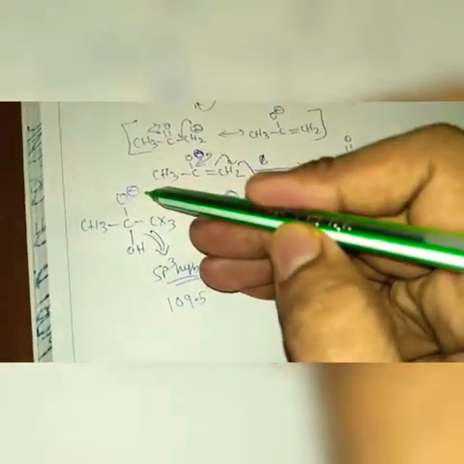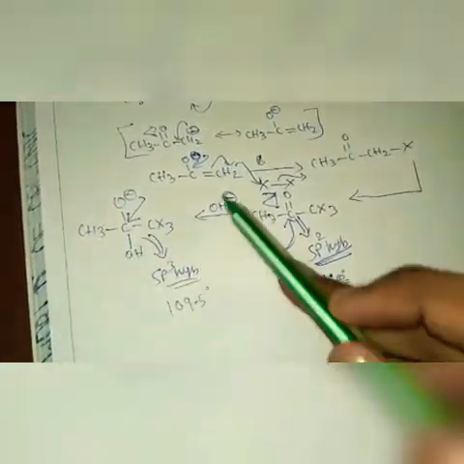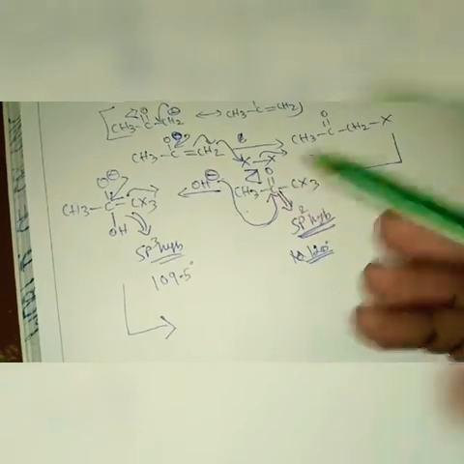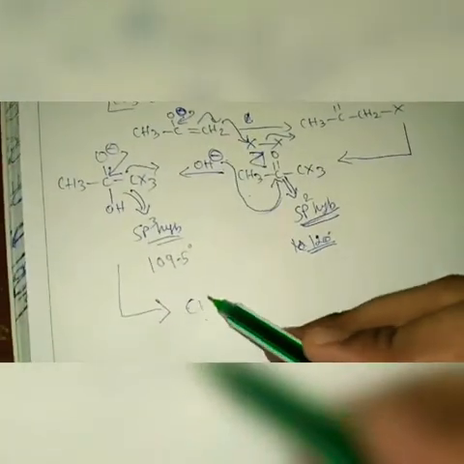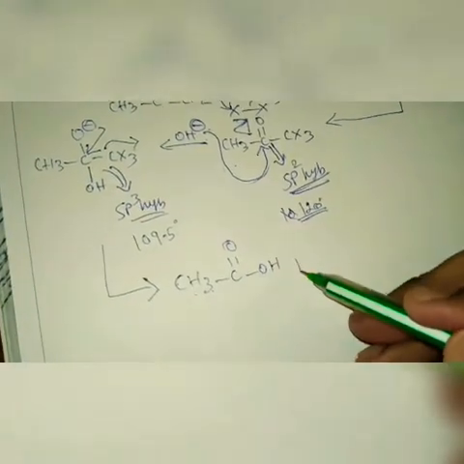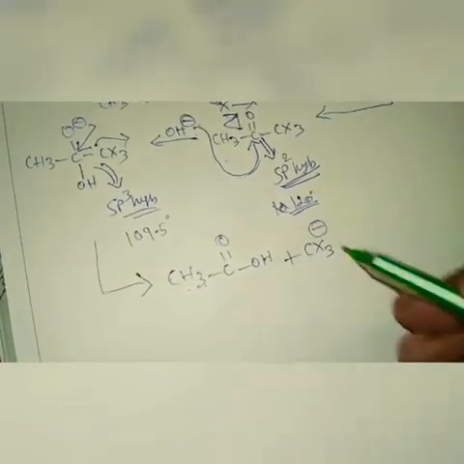So that is actually a difficult process. What happens is that this O minus comes back again, and one of these three groups should leave as a leaving group. CX3 minus leaves as the leaving group. Do you realize that CX3 minus, if it acts as a leaving group, becomes an anion? So we get CH3 bond OH plus CX3 minus. We very rarely see an anion as a leaving group.